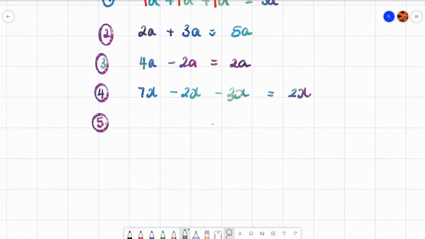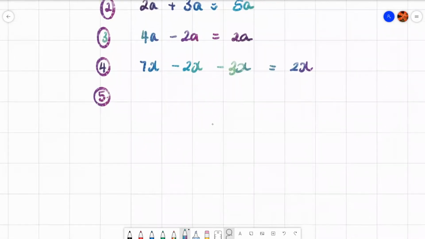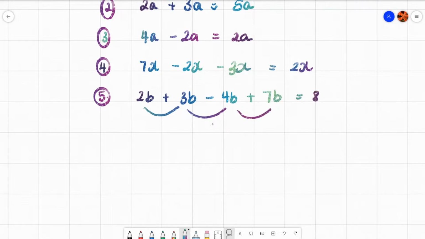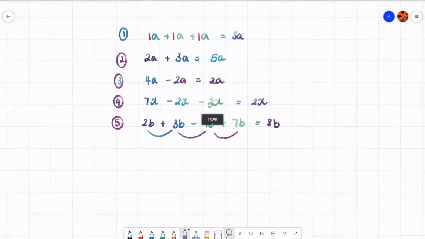Okay, let's have a mixture of adding and subtracting then. So we can have 2b, add 3b, take 4b plus 7b. Okay, so we can add and subtract these together, can't we? Because they're all the same. So 2b add 3b is 5b. Take away 4b is 1b. Add 7b is 8b. And we have added the things which are the same, and you can see that here.